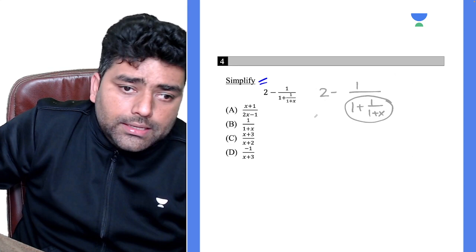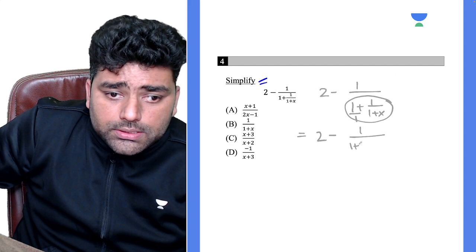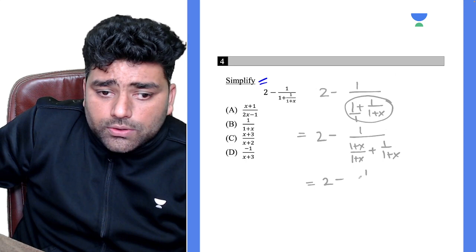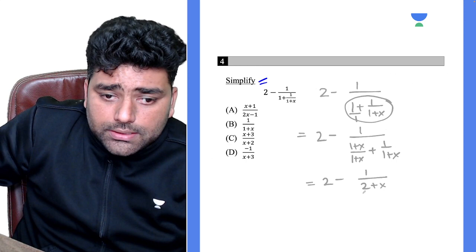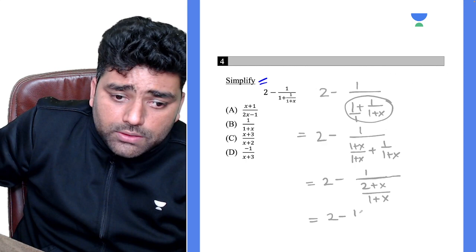okay, so this is 2 minus, when you simplify this, you can understand 1 over 1 plus x, so you need to make the denominator the same. So you can write 2 times 1 plus x divided by 1 plus x, minus 1 over 1 plus x. Now, because the denominator is the same, you can subtract the numerators: 2 plus 2x minus 1. So it's going to be 1 plus 2x divided by 1 plus x, right? Now we know this is a fraction under the, this one. So this will be what? Reciprocal. So the fraction in the denominator will be reciprocal. So it will be 1 plus x divided by 2 plus x.